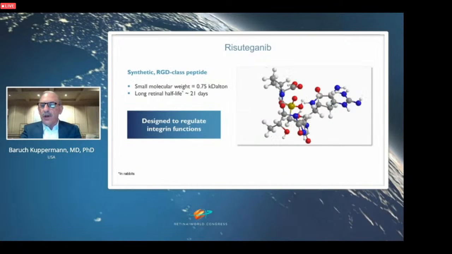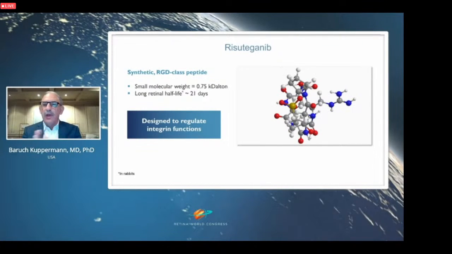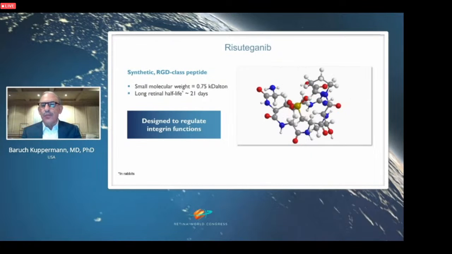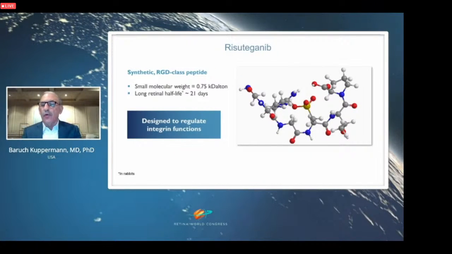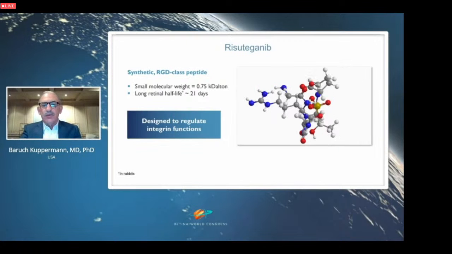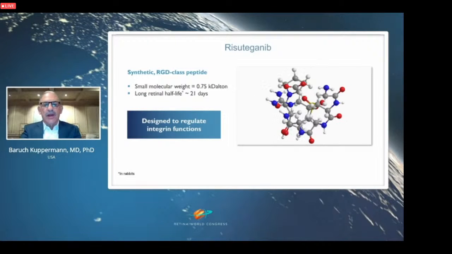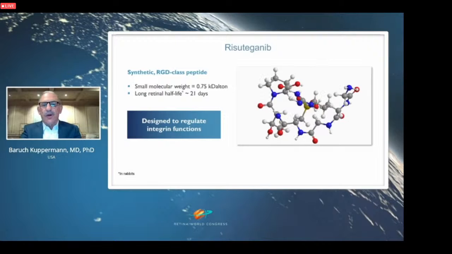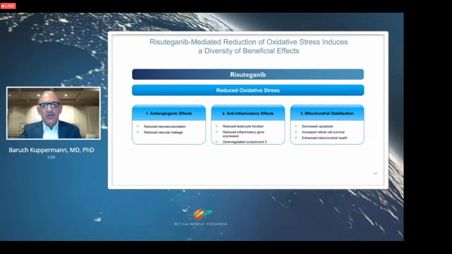Rizutigimab is a very different process, and again, what I've shown you so far has been for GA and neuroprotection. Now what I'll show you going forward is more of a neuro enhancement. We think we may get some improvements. Rizutigimab is an RGD class peptide. It regulates integrin functions, and it's been shown to have anti-angiogenic, anti-inflammatory, and mitochondrial stabilization effects. And that mitochondrial stabilization may be very important for enhanced mitochondrial health and therefore improvements in vision.